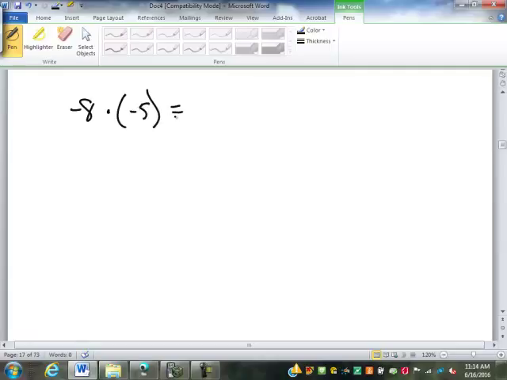Let's figure out what that's going to be. First of all, is that going to be positive or negative? Positive, because it's a negative times a negative. And so it's going to be positive, then we multiply the numbers. What's 8 times 5? 40. Very good.